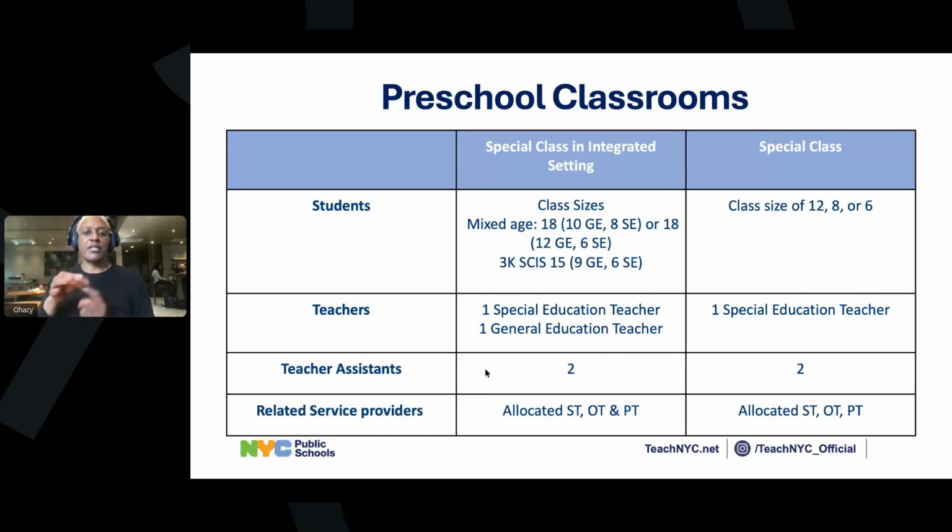For 3K special class integrated setting, you have 15 students, and that might be 9 general education students and 6 special education students. But for special class, it's just a class size of 12, 8, or 6. And again, all students in that case would have IEPs. For special class integrated setting, you have both a special education teacher and a general education teacher at the helm of the class. But in a special class, it's just one special education teacher.